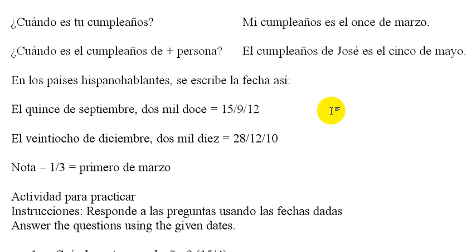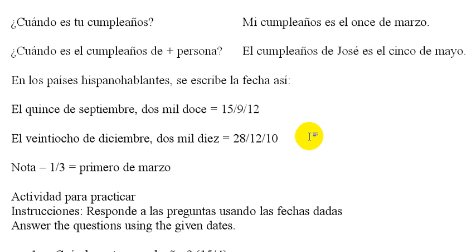Spanish-speaking countries, we're going to go day, month, year, which actually makes sense because you're putting the smaller increment of time, then the next bigger one, and then the biggest one. The next one down there is just another example of that. So if it was December 28th of 2010, I would write it like that: 28-12-10.